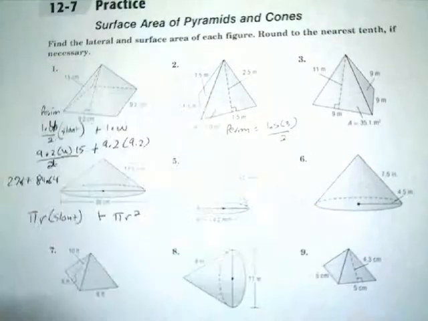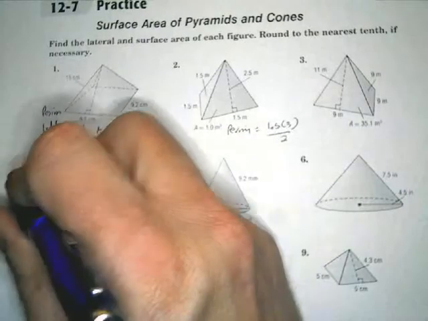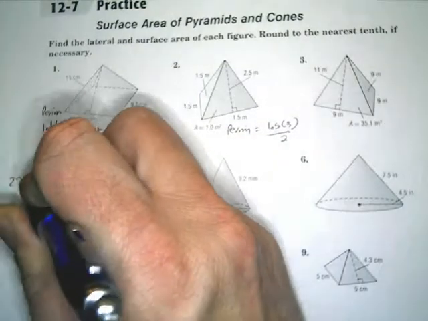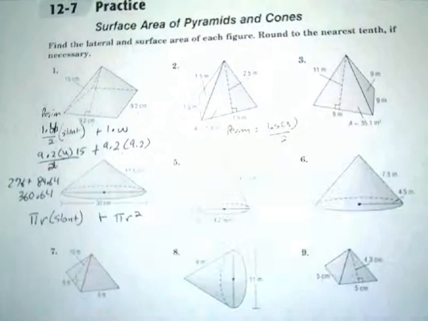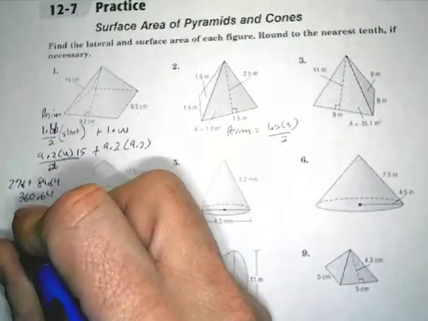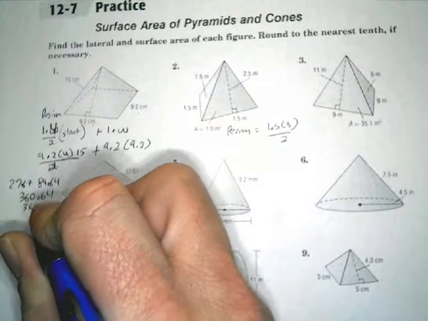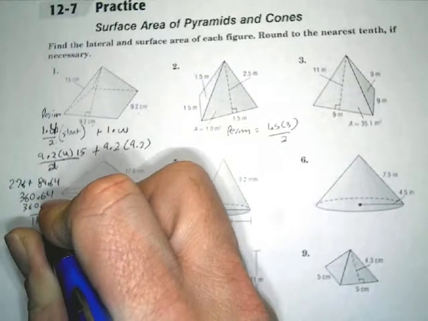And if we add that into our 276, we're going to get 360.64. In this case, we're going to round to the nearest tenth. The 4 tells the 6 to stay the same. So we're going to have 360.6 centimeters squared.